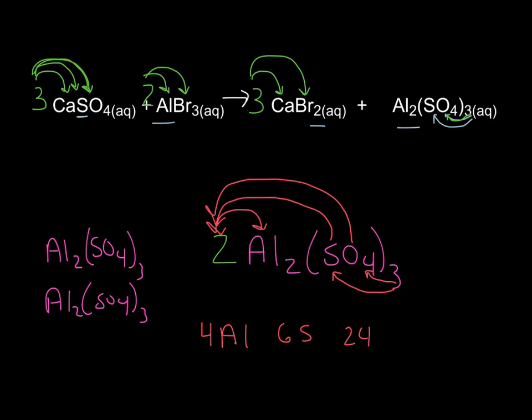So if we add everything up this way, we still come up with 4 aluminums. When we distribute this 3 in, we've got 3 sulfurs and 3 sulfurs, which gives us 6 sulfurs. And 3 times 4 is 12 oxygens, and 3 times 4 is 12 oxygens, which gives us 24 oxygens. So parentheses just add an extra step in terms of distribution and multiplying, but it's not any more difficult than any other problem.